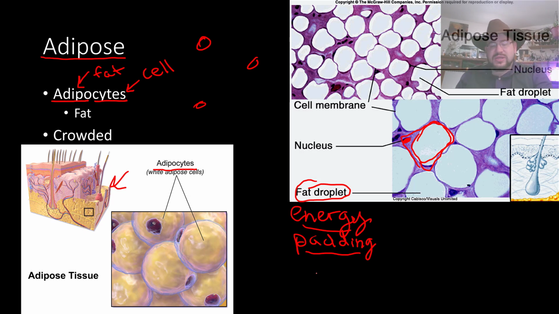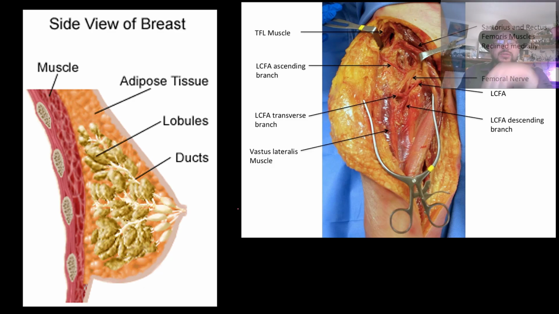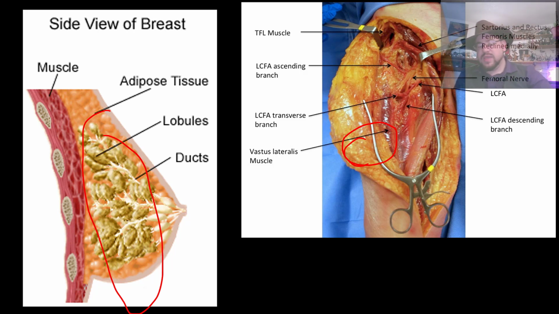And in addition to that, it supports other structures. For instance, breast tissue here, those mammary glands and the ducts that provide milk are all suspended and supported by fat tissue. And then here's that fat underneath the skin, on the bottom of the skin. So, fat serves a lot of important functions, and it is a specific type of loose connective tissue.